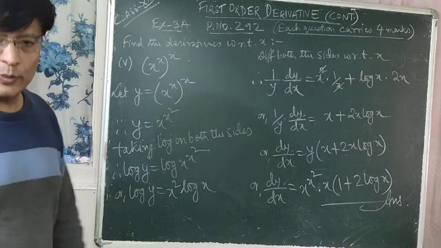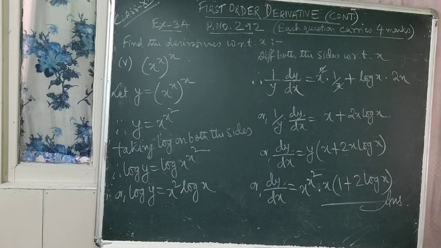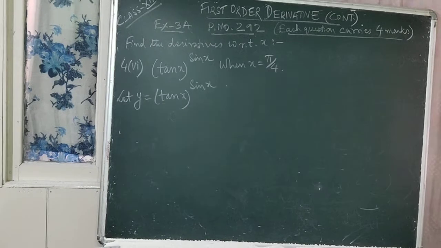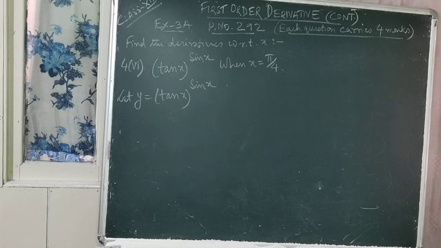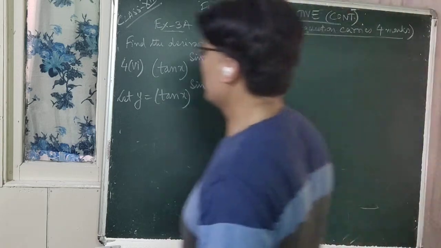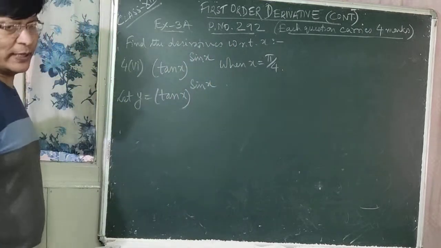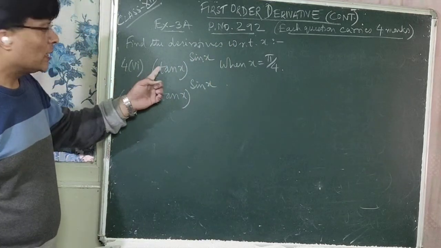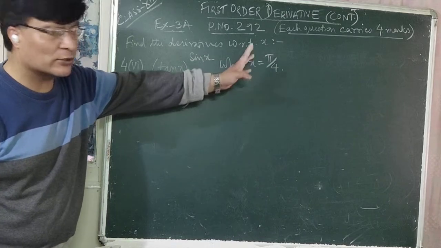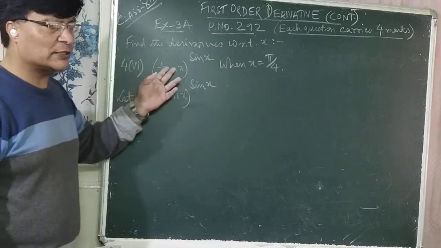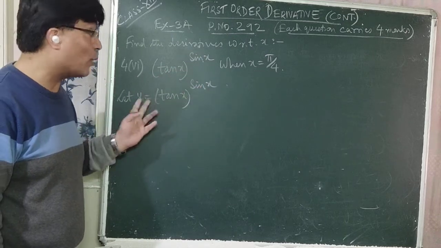You can copy it. We'll do the next question. Find the derivatives with respect to x of the function, that is for number 6, tan x whole to the power sin x when x is equal to pi by 4. So let us assume this given function tan x whole to the power sin x as y.